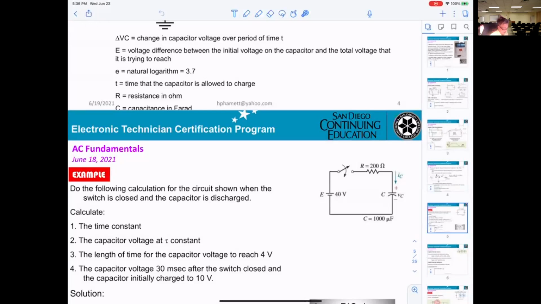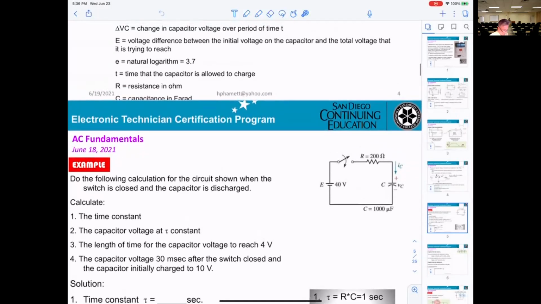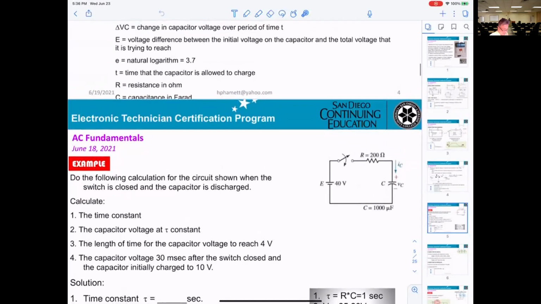Okay, who got the time constant? 200 milliseconds. How many? 1 second. The answer will be 1 second. Is it right? And if they have difficulty with the calculation, then just bring it up.